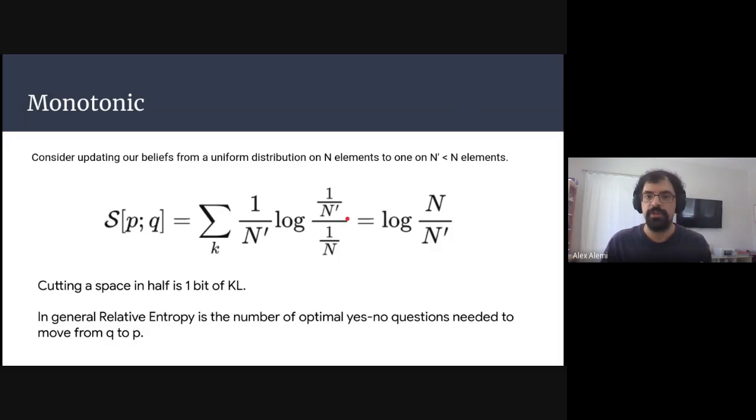So this gives you another interpretation. You can interpret the KL divergence as sort of the number of optimally designed yes or no questions that would move your beliefs from Q to P for any Q and P.